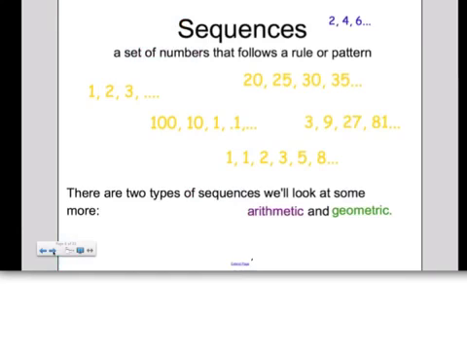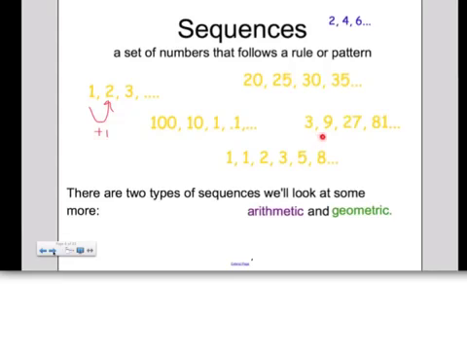So if we look at some of these sequences, you'll notice some different types of patterns. Here we are just adding 1 to each piece. Here we'd just be adding 5 each time. But let's look at this one. From 100 to 10, we could either subtract 90 or divide by 10. But if we look from 10 to 1, we're dividing by 10 again. So that sequence must be dividing by 10 each time.